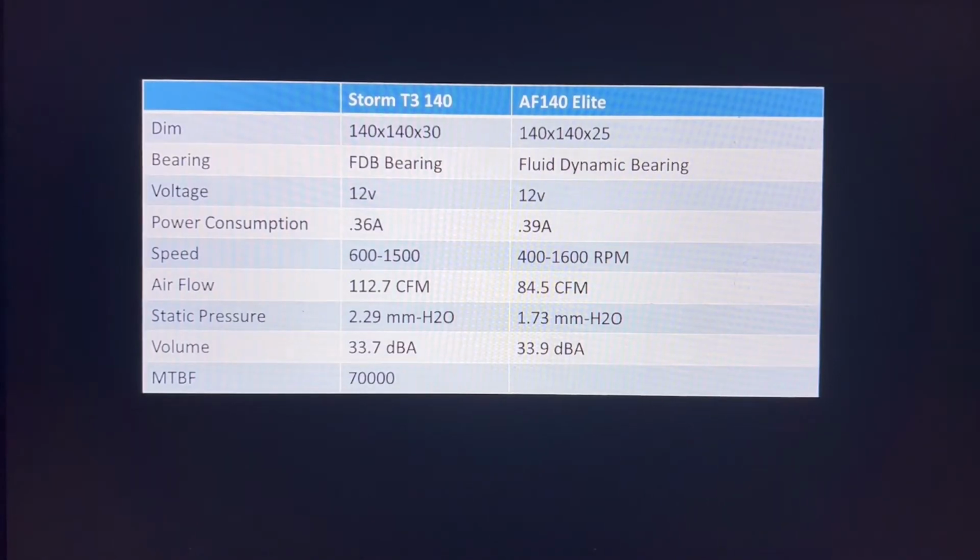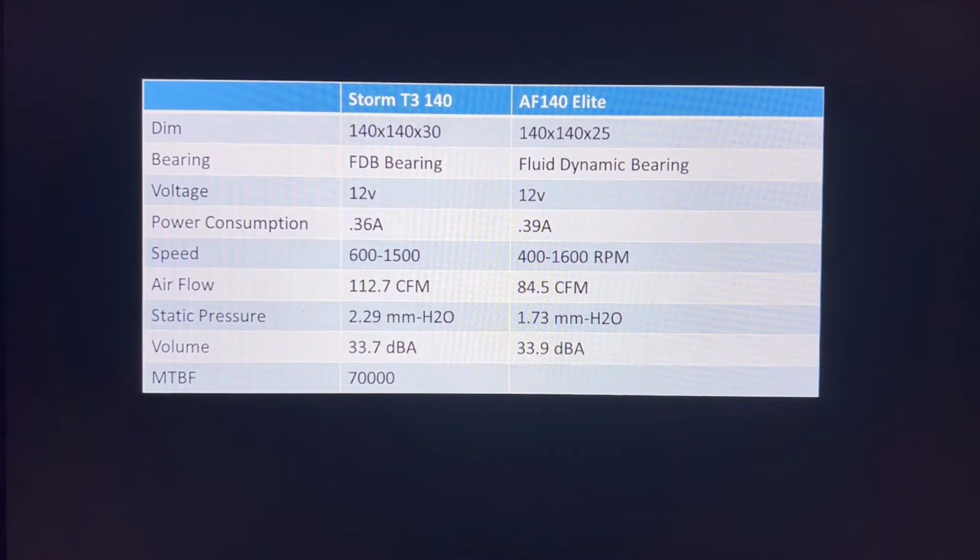Alright, so here we are in some basic information for the Storm T3 140 and the Corsair AF140 Elite fans. The Storm T3 is a 30mm fan, so it's got a little bit of extra thickness to it, which should help with blade angle to produce a better static pressure. As for the Elite, it's basically more like a standard 140mm fan. Bearing types, the Storm uses an FDB bearing, while the Elite uses a fluid dynamic bearing. Both are 12 volts, very similar in amperage.